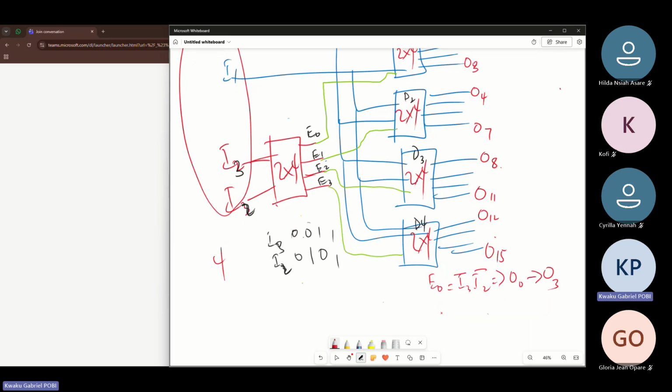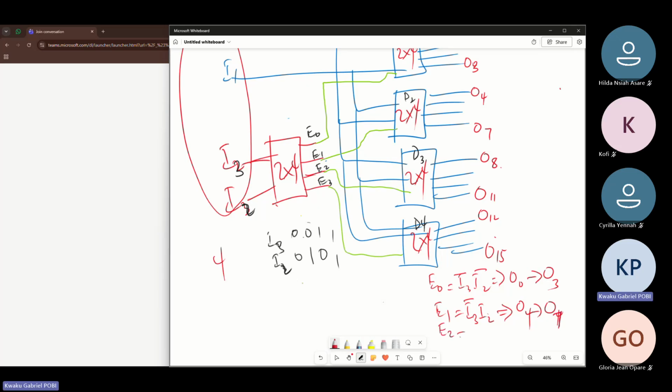In a case where E1 is activated, which is I3 bar, I2, like 0, 1, it means O4 will be the one enabled, and then all the rest will be disabled. Because at that point in time, E0, E2, E3 are all not shown at the output side. So the enable is 0 in a way. That's the meaning. The enable for all of them is 0. So they are all deactivated. Only decoder 2 will be working. So that one will move from O4 to O7, like that.